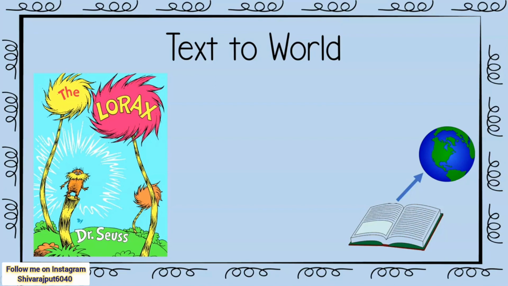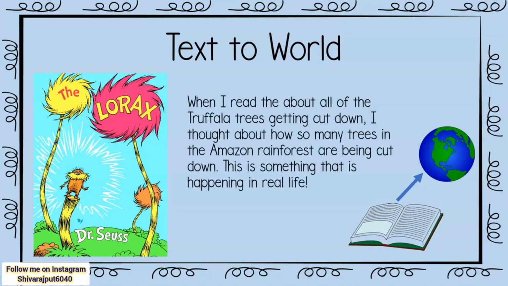We thought about what we read in the text, and then we connected it to what we knew was happening in the world. We said, when I read the story about all of the truffula trees getting cut down, I thought about how so many trees in the Amazon rainforest are being cut down. This is something that is happening in real life. We made a text-to-world connection.